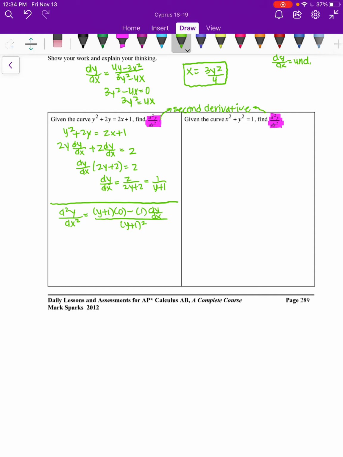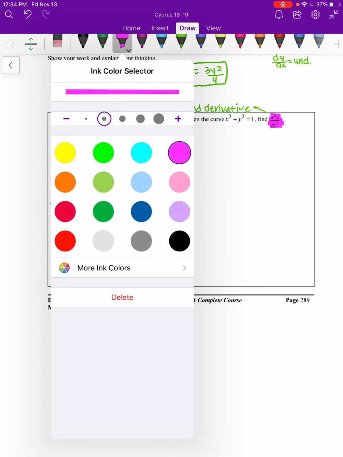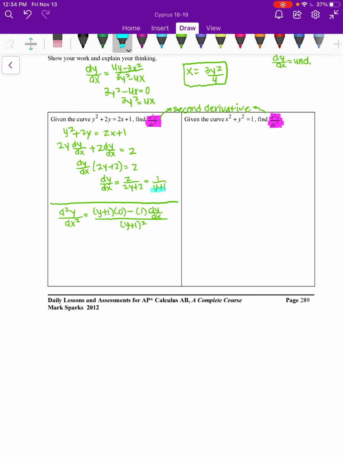When we find the second derivative, we don't want dy/dx in our answer. So we just want this in terms of x and y. So when I say that I'm multiplying 1 by dy/dx right there on the second part of the quotient rule, I want to replace dy/dx with what we know dy/dx is. We know that dy/dx is 1 over y plus 1. So I'm going to replace it down here.